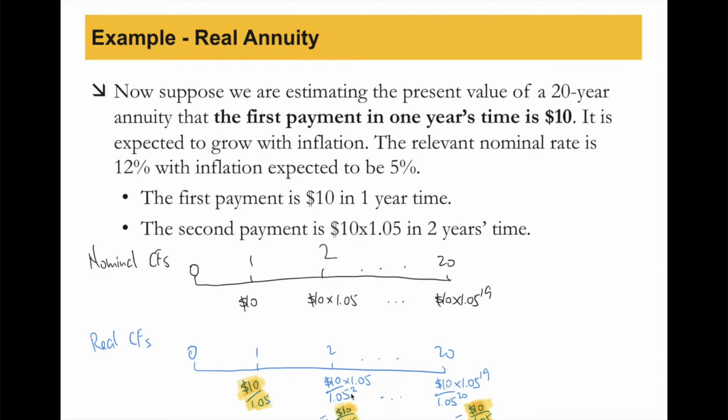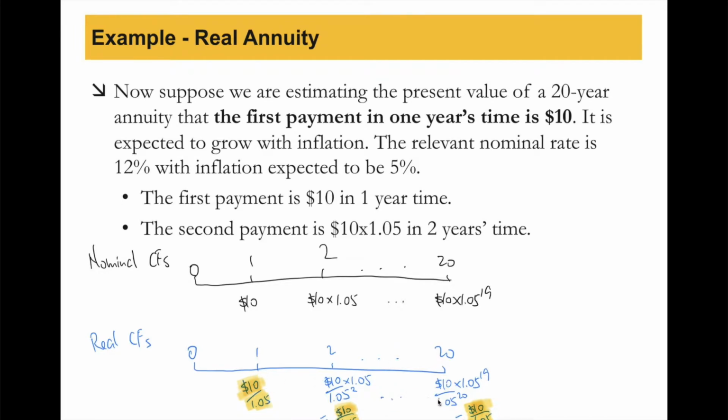How about next year? Well, in year 2, the nominal term will go up by 5% because it's inflation adjusted. So that will be $10 times 1.05. But what about in real term? Well, you have been inflated for 2 years, so to adjust it for today's term, that would need to be divided by 1 plus the inflation rate to the power of 2. If you simplify it, that would be $10 divided by 1.05, which is the same as the first year.